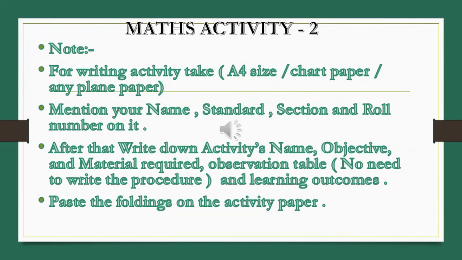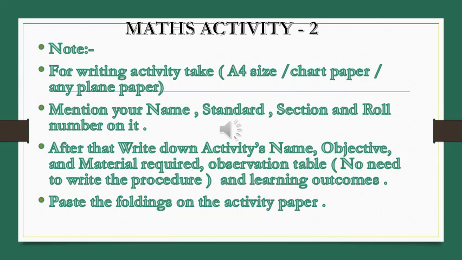For writing an activity, let's note down some important points. For writing an activity, what do you have to do? You have to take A4 size paper, chart paper or any plain paper which is available at home. Don't forget to mention your name, standard, section and roll number on it.